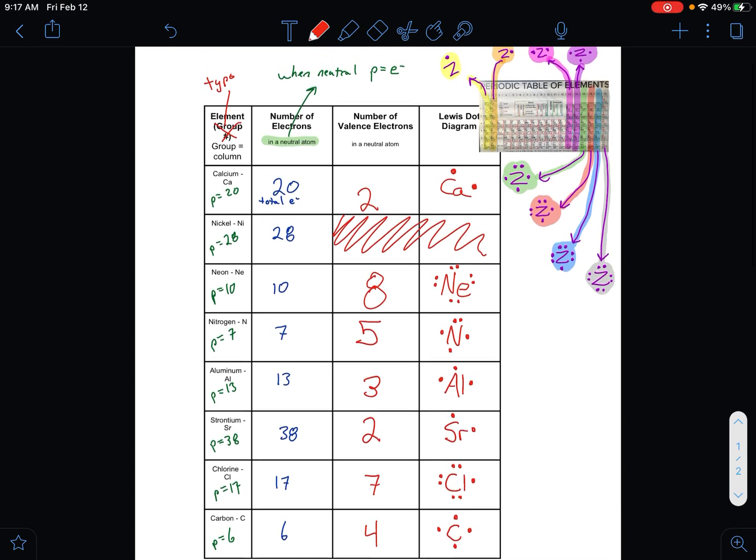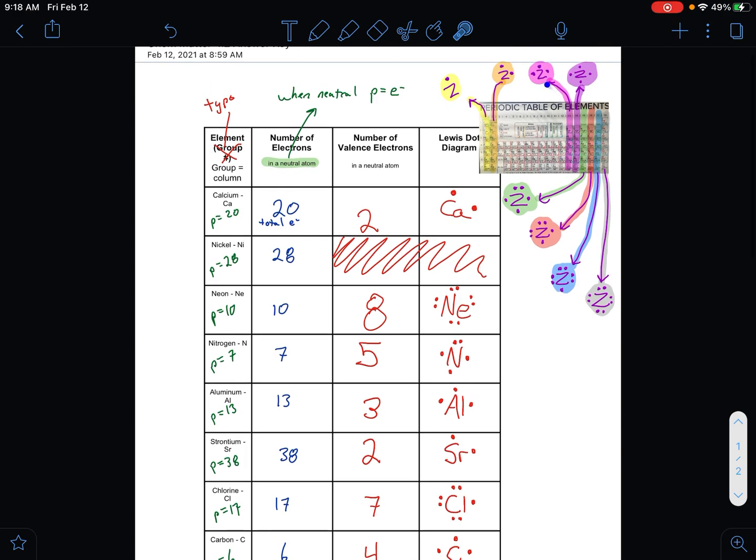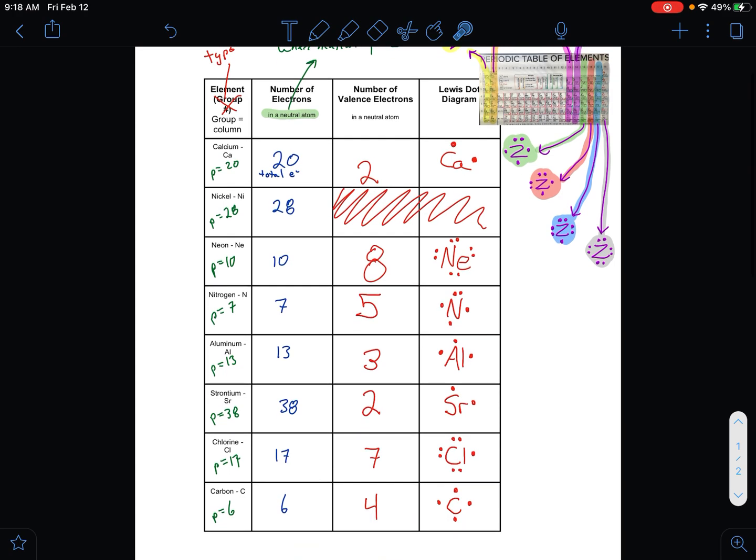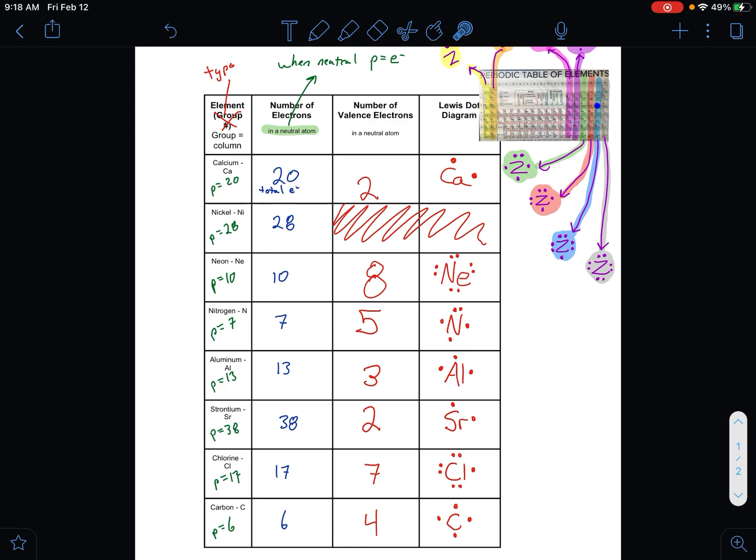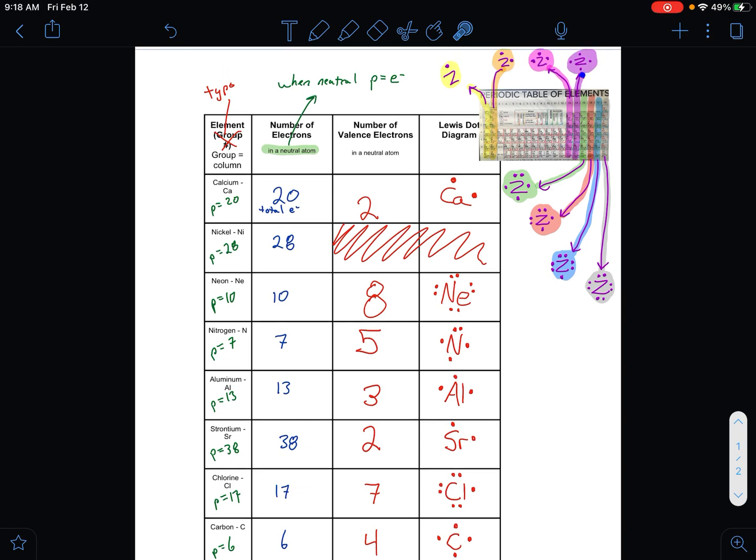Check my answers real quick. Nitrogen is found right here, and it should look similar to that with 5. Good. Aluminum found there. Should look similar with 3 and 3 dots. Good. Strontium found there. Should be 2 dots and 2 valence electrons. Chlorine found here with 7 valence electrons, 7 dots. And carbon found in 14 with 4 valence electrons and 4 dots.